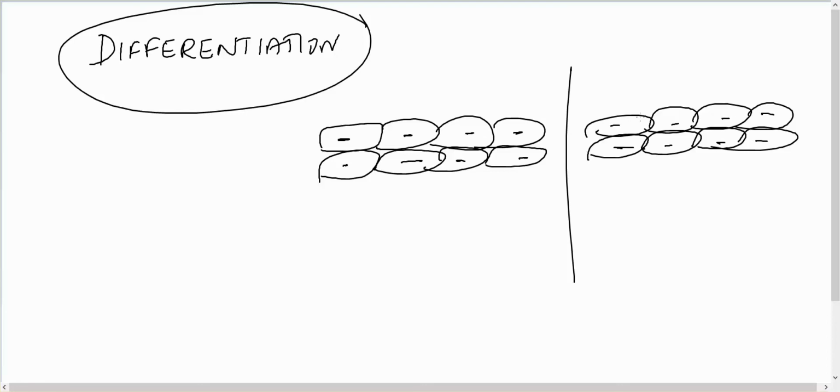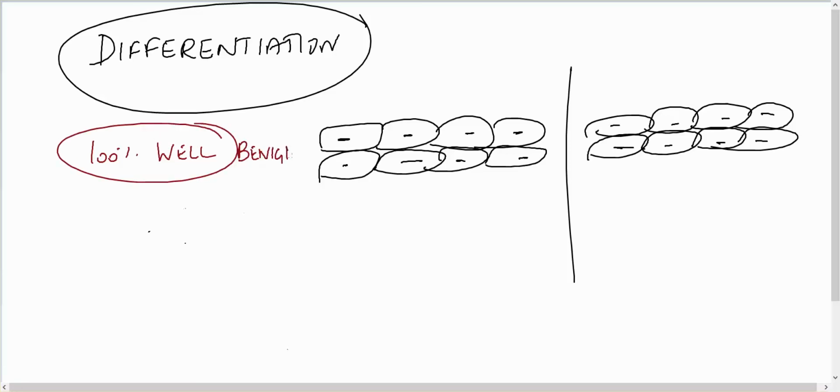If they resemble 100% morphologically and functionally, then we call it well differentiated. So differentiation means how much they resemble morphologically and functionally. If they resemble 100%, it is called well differentiated. And benign tumors, most of the times, are well differentiated.